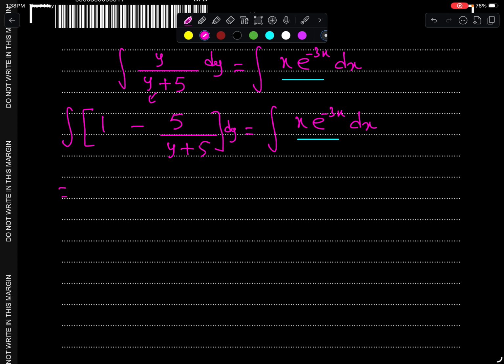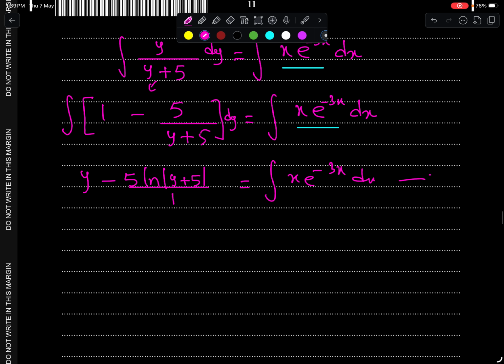Alright, so when we integrate 1, we get y. And when we integrate this, it is basic formula 2. Copy 5, and y plus 5 becomes ln modulus y plus 5. The differential of y plus 5 is 1. If you want, you can write it here, otherwise you may leave it. We write the differential of this function. Over here we will use by parts. Now call it equation 1.